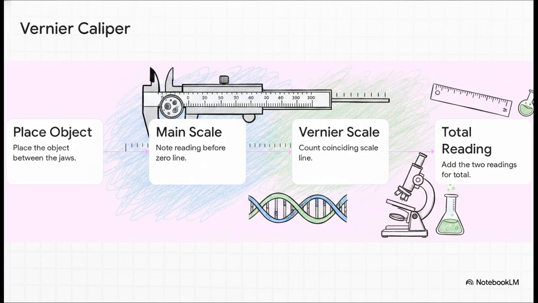This one features both a fixed main scale and a sliding vernier scale, and the way it works is just pure mechanical genius. First, you place your object securely between the jaws. Second, you look at where the zero line of the sliding vernier scale lands to get your main scale reading. Third, you hunt for the exact line on the vernier scale that perfectly aligns with a line on the main scale. That's what gives you your ultra-precise fraction. Finally, you just add the 2 readings together. It is astonishing how this simple mechanical alignment allows us to read ultra-precise fractions using nothing but the naked eye.